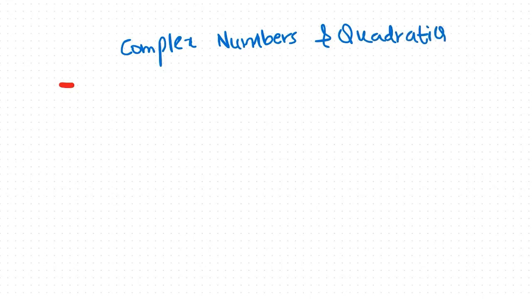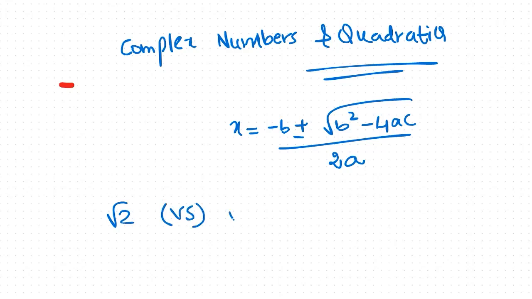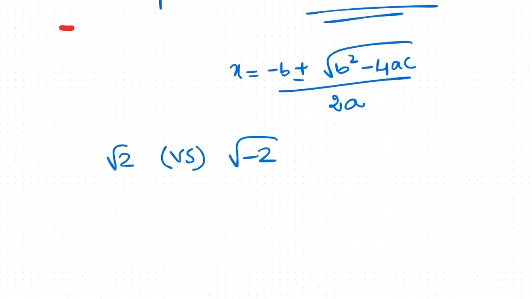So this is about the combination of complex numbers and quadratics. If you remember, in quadratics there is a formula, the quadratic formula, to instantly find the roots, with 2a in the denominator. If I ask you what is the fundamental difference between, let's say, the square root of 2 versus the square root of negative 2, what is the difference?